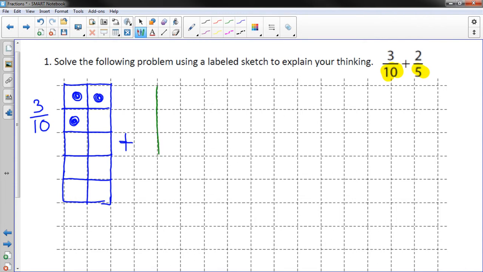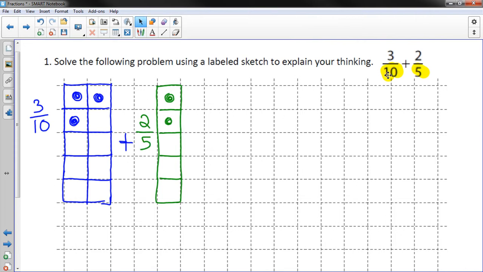Well, if I do fifths, it would look like this, right? 2/5. But something's wrong with that picture. Maybe you already know. The rectangles are not the same size. So the first rule for adding, subtracting, and comparing fractions is that the denominator, that rectangle in your picture, has to be the same size with the same area, same number of squares that make up the rectangle.